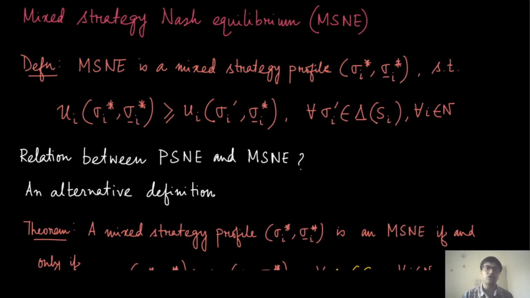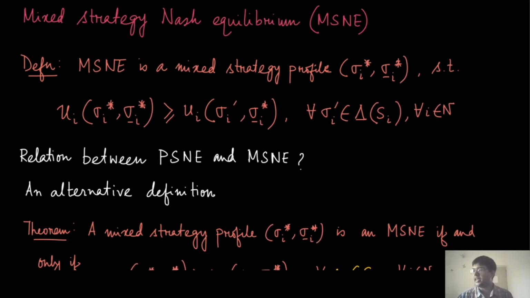Now that we have talked about mixed strategies, it's time to talk about equilibrium using that mixed strategy. And the most obvious thing is the mixed strategy Nash equilibrium. The idea of mixed strategy Nash equilibrium is exactly similar to the pure strategy Nash equilibrium, just that we are now considering strategies which are probability distributions instead of pure strategies. So the definition formally goes as follows.